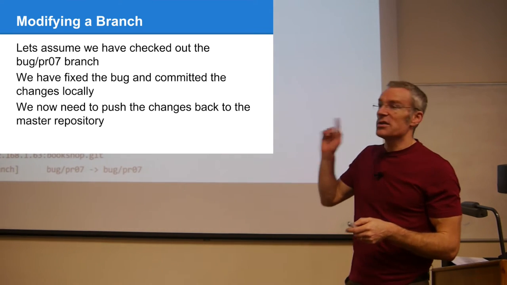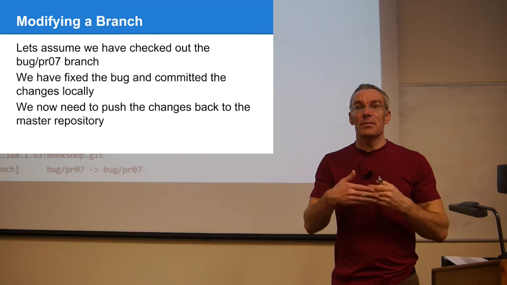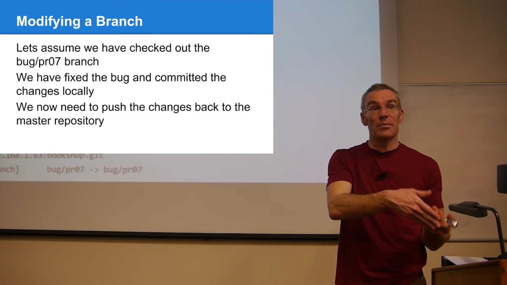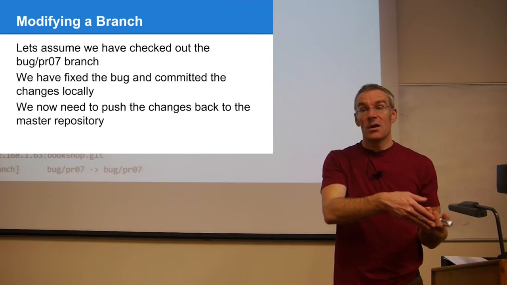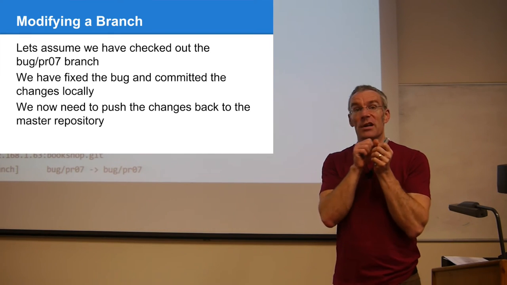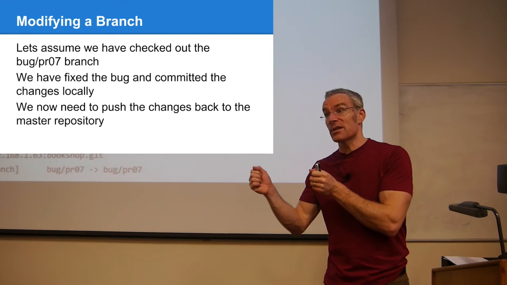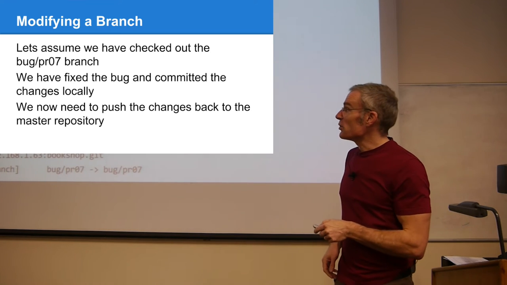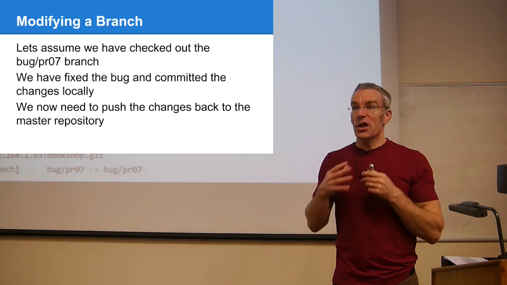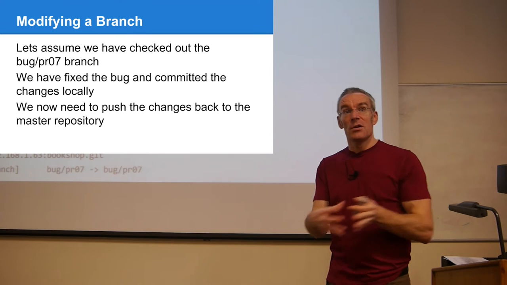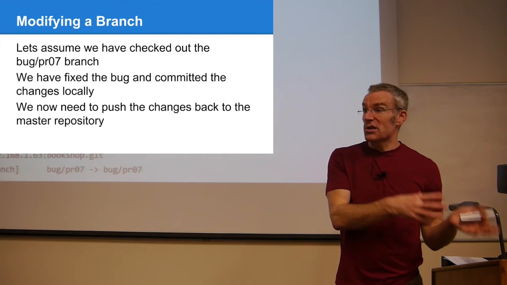Now, if I'd made some changes to the master, committed some changes to master before I switched over to PR7, and I'd pushed master, it would have pushed the commits I made to the master before I switched. Does that make sense? This push is simply pushing changes from my local repository, the local commits, to the global.